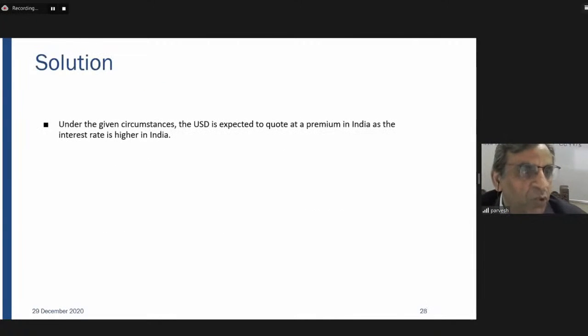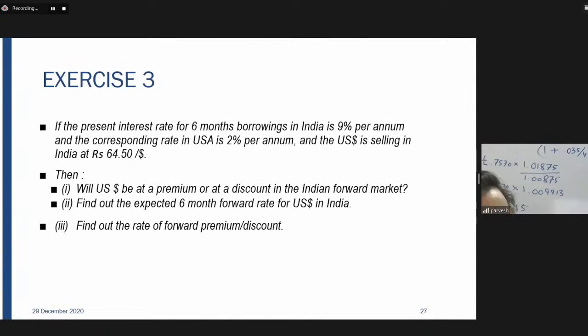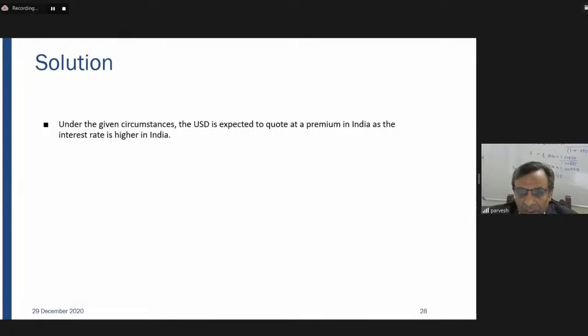So let's do it. Under these circumstances, dollar is expected to quote at a premium in India as the interest rate is higher in India. So the first question was, will US dollar be at a premium or at a discount in the Indian forward market? Yes, US dollar will be at a premium because the interest rate in India is 9%, whereas in US it is 2%. Wonderful, I think you have got it at a premium. Who has done it? Sumit Chen.